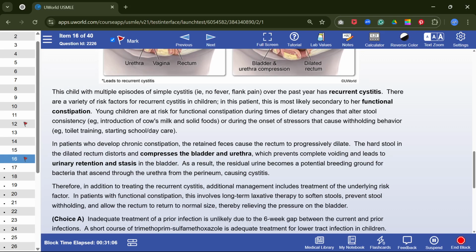Therefore, in addition to treating the recurrent cystitis, additional management includes treatment of the underlying risk factor in patients with functional constipation. This involves long-term laxatives to soften stool, prevent stool withholding, and allow the rectum to return to normal size, thereby relieving the pressure on the bladder.